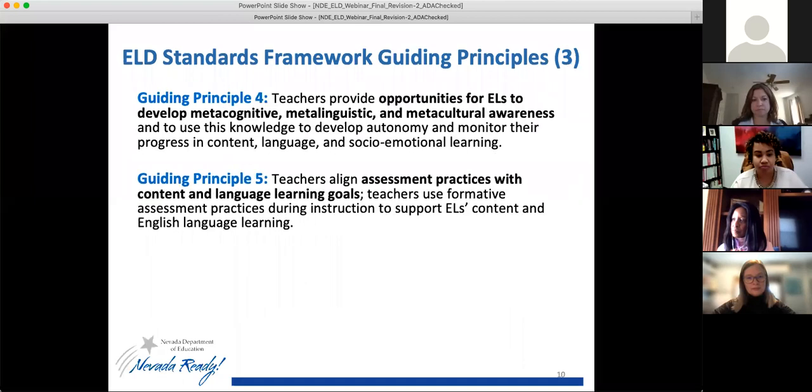Next slide. Guiding principle number 4 focuses on teachers modeling how to develop awareness, but this also includes patience and perseverance when working to elicit engagement and production of disengaged ELs. So you might ask yourself, how am I modeling these processes in my instruction? How am I going through it and helping them understand how to model their thinking? Guiding principle number 5 focuses on teachers employing formative assessment practices to gather evidence and guide your next steps. So how do I ensure my assessments are aligned to the content and language goals?